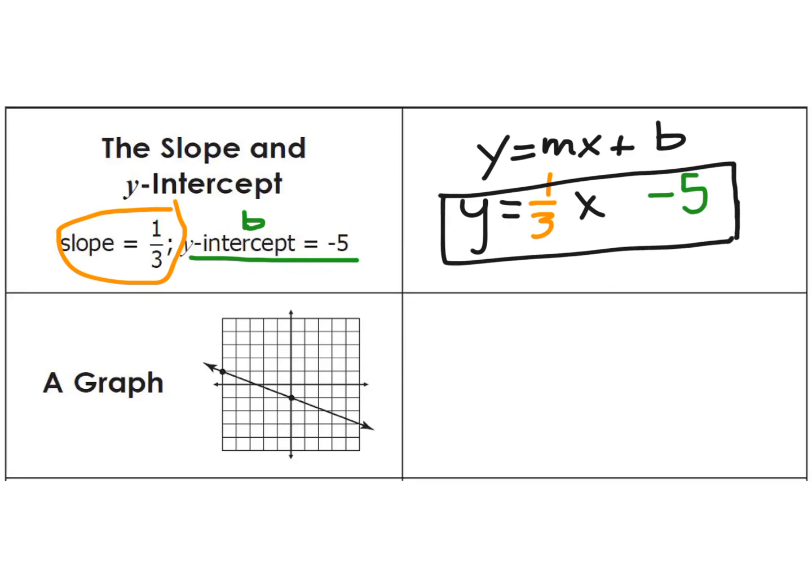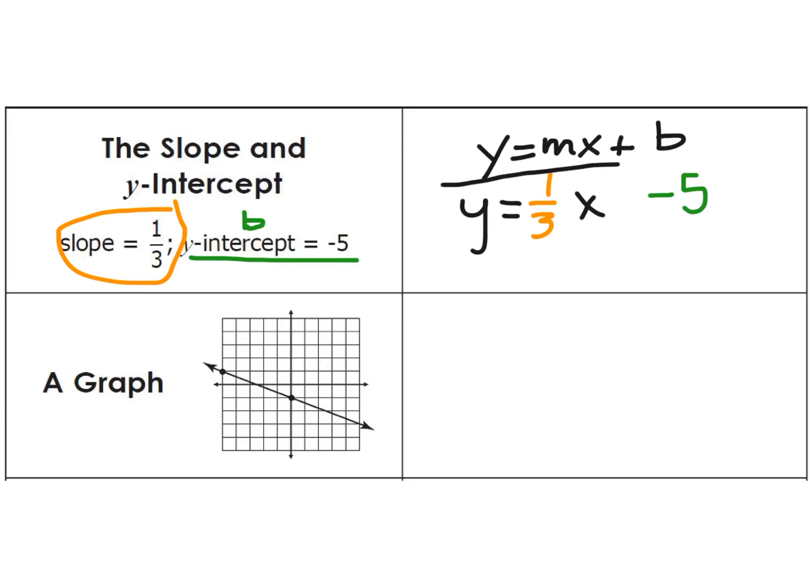So I have color-coded so that you can see where these numbers went. Let me fix my box so it doesn't cut off my slope. There we go. Awesome. So by now that should be super easy and super simple. Okay, let's practice doing one from a graph.